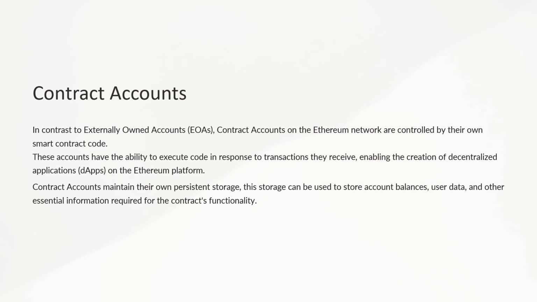Contract accounts, on the other hand, are like businesses or automated service providers. They don't initiate actions on their own, but react to interactions. These businesses have rules, which is the smart contract code, that dictates how they respond to customer requests, which are the transactions. Once set up, they operate automatically based on their predefined rules, ensuring consistent and predictable service.